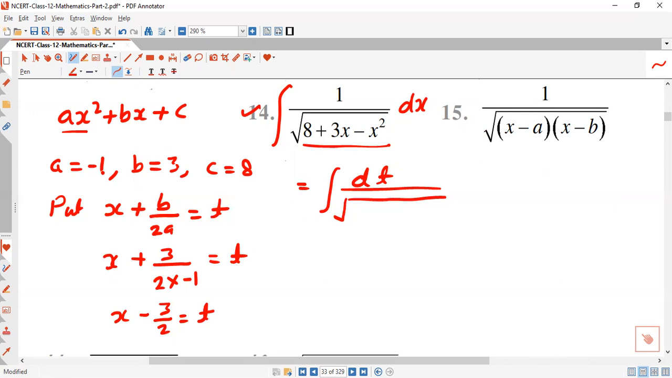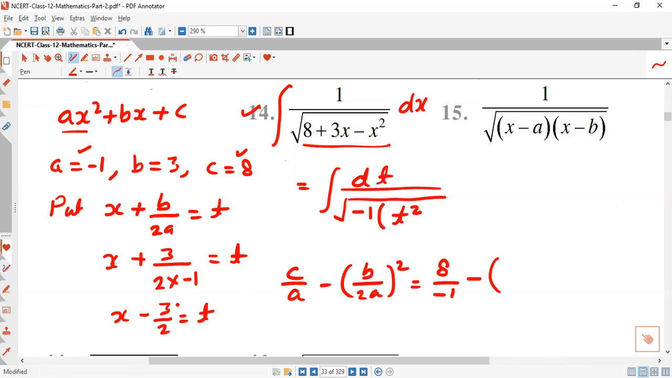what is the coefficient of a? x square minus 1, so a equals minus 1. The value of a we put here and start a bracket: t square. After that we have to calculate by this formula: c upon a minus b upon 2a whole square. So put the value here. c is 8, a is minus 1, minus b upon 2a, where b upon 2a is minus 3 by 2, minus 3 by 2 whole square. So this comes out minus 8 minus 9 by 4.